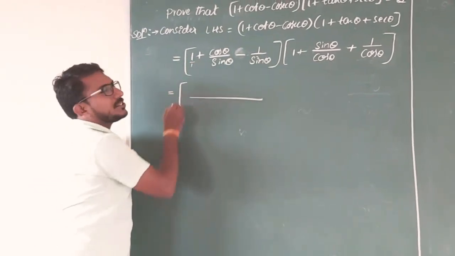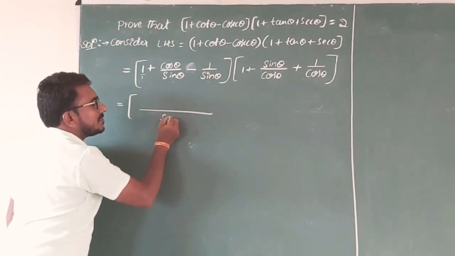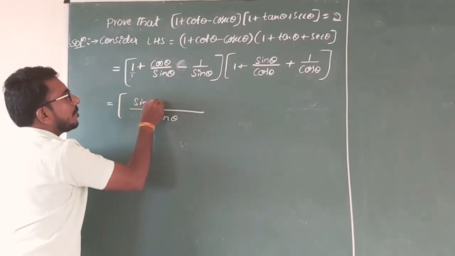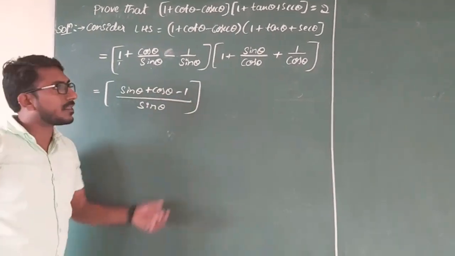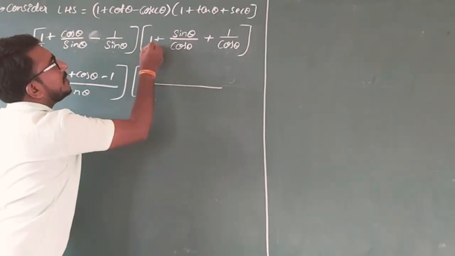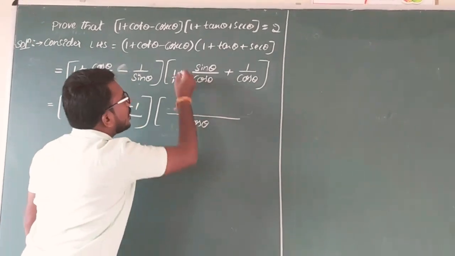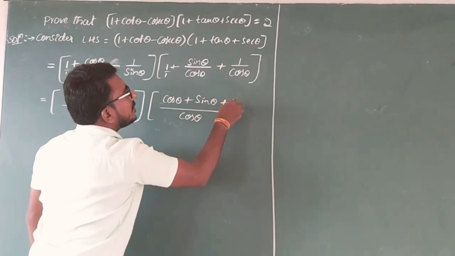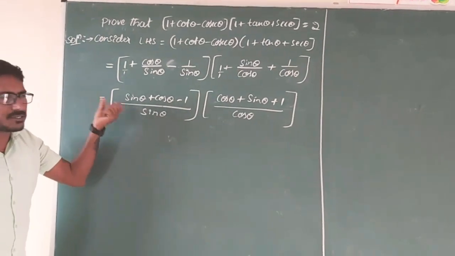Here 1 is 1 by 1, and sin theta is there, so the LCM is sin theta. So I will multiply here: sin theta plus cos theta minus 1. And here also similarly I will take the LCM. The LCM is cos theta, so I will multiply here: cos theta plus sin theta plus 1. I hope the second step is clear.